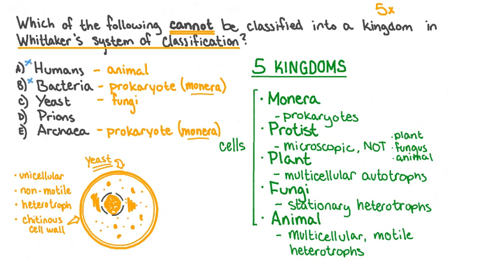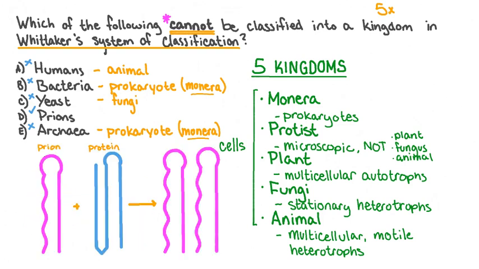Since each of the organisms we've identified already can be classified in one of the 5 kingdoms, and we are looking for the one organism which cannot, we could conclude at this point that the correct answer is prions. But let's take a closer look at what a prion is. A prion is an abnormally folded protein, which has the ability to interact with normal proteins and cause them to become abnormally folded as well. Since prions are proteins, they're not made of cells, which means that prions cannot be classified in Whittaker's 5-kingdom system.